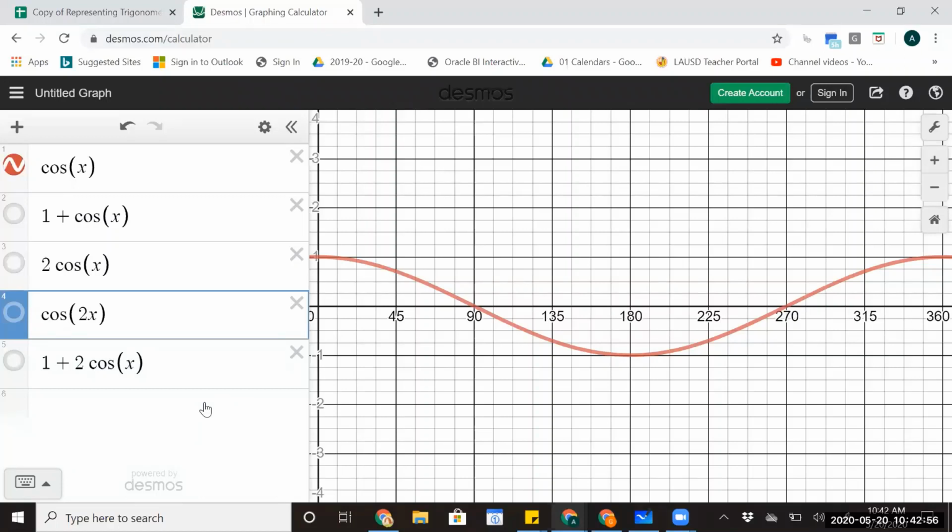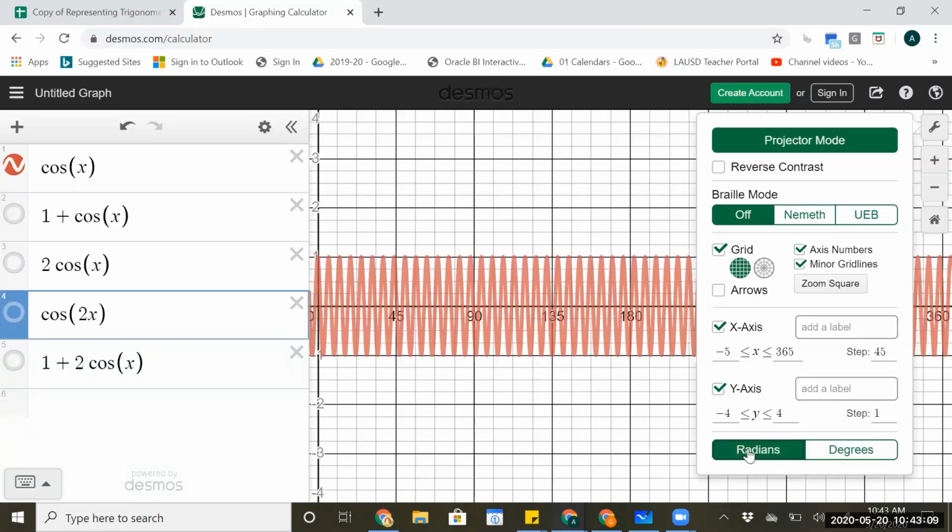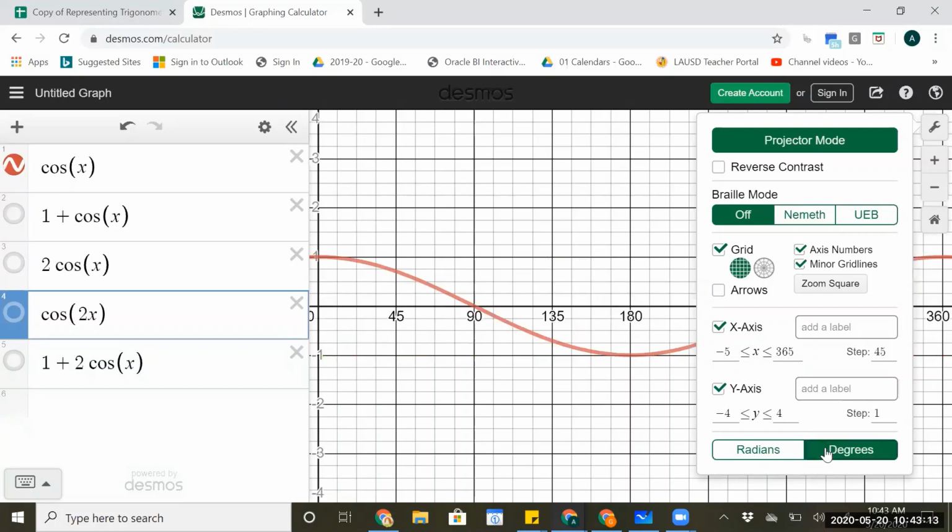So again, I've set my x-axis to degrees. If you're using Desmos, in the settings, you do have to make sure that degrees is selected and not radians, or else, if I've got radians up here, I'm going to get a really hard to look at picture, as you can see. So I'm going to stick with degrees.